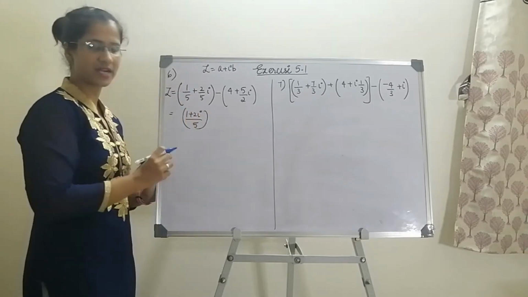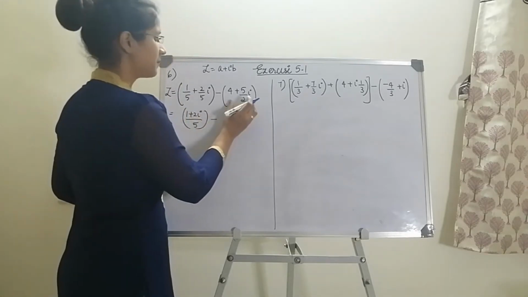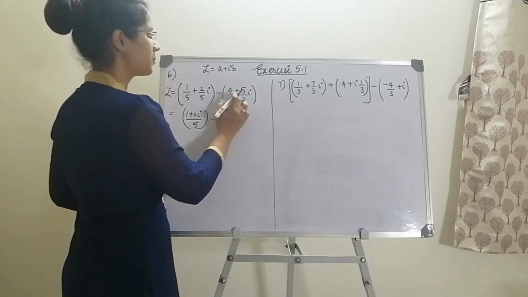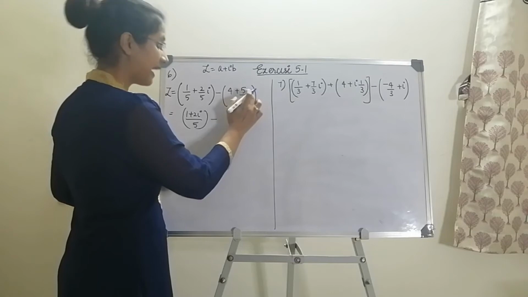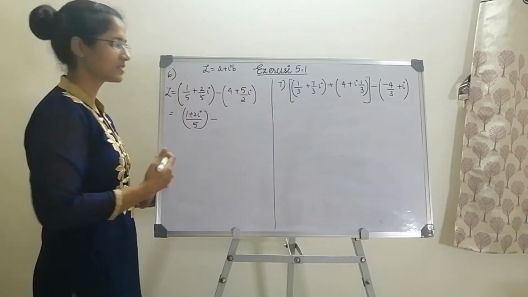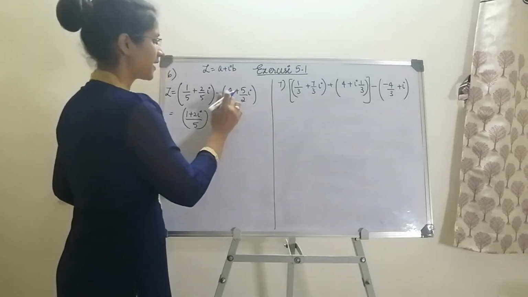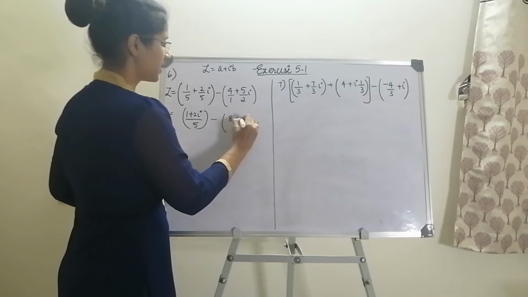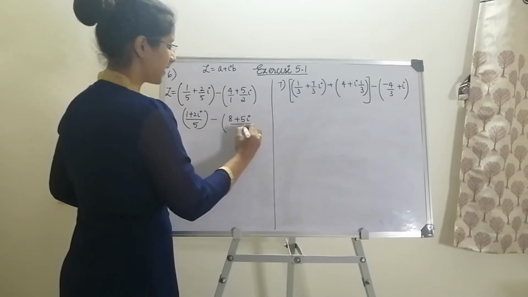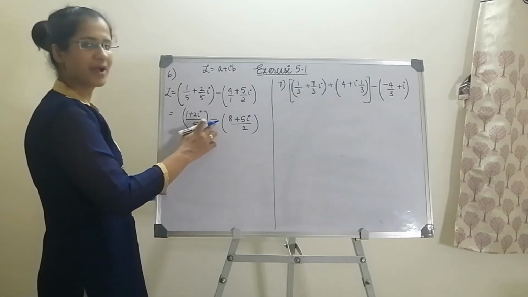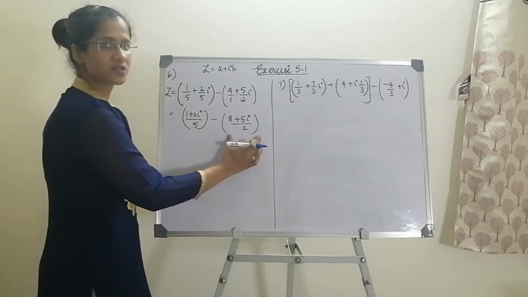This becomes my one term, minus the bracket, the term inside the second bracket is 4 plus 5i by 2. Now this we have to take the LCM. So when I take the LCM, I cross multiply the terms. 4 2s are 8 plus 5i divided by 2. Next, what do I have? I again have a minus sign and two terms.